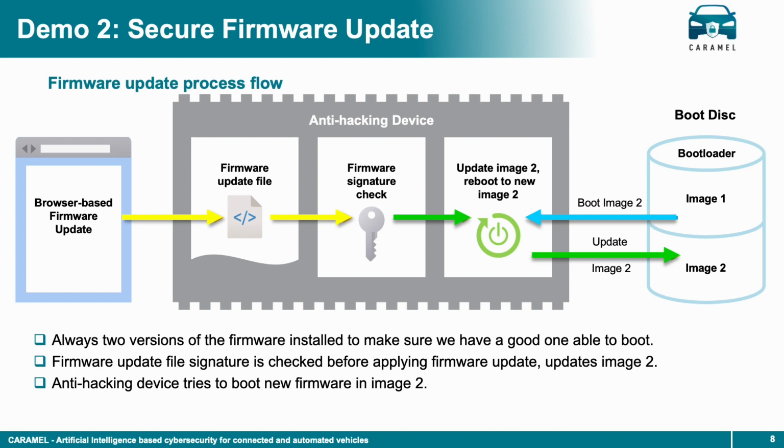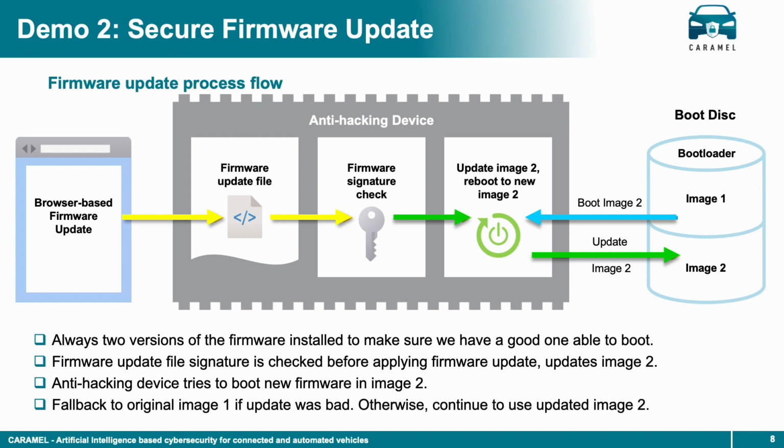The anti-hacking device tries to boot the new firmware in image 2. There will be an automatic fallback to the original image 1 if the update turns out to be bad. Otherwise, the device will continue to use the updated image 2.